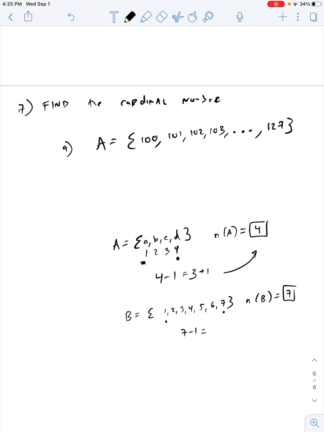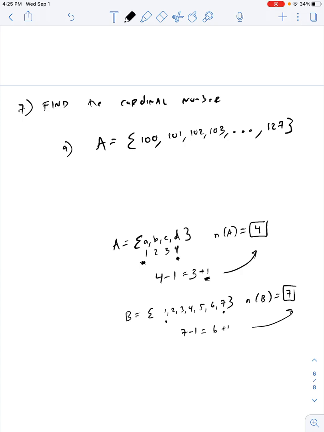What's 7 minus 1? Well, that's 6. Well, how can we get that? Well, here we added 1, so let's just do that again. Let's add 1. We can do the same thing then here. Remember, these 3 dots means that there's a lot more stuff in there. Right? There's a lot more going on there. All right, there's more elements.